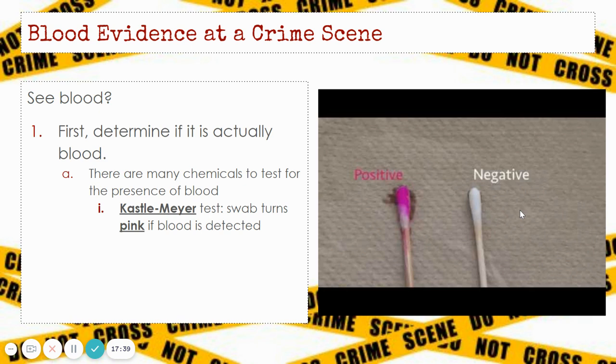There's a lot of different ways we can test for that, but one of the most common tests is called the Kastle-Meyer test. They basically take a swab that is soaked in a solution, and they just rub a very small portion of the blood spatter. If it turns pink, that means yes, it's blood. If it does not turn pink, no, it is not blood. Very simple. That's a test that can be done very quickly. Only takes a couple of seconds, so that we know if we need to collect that blood for testing for blood type or DNA.